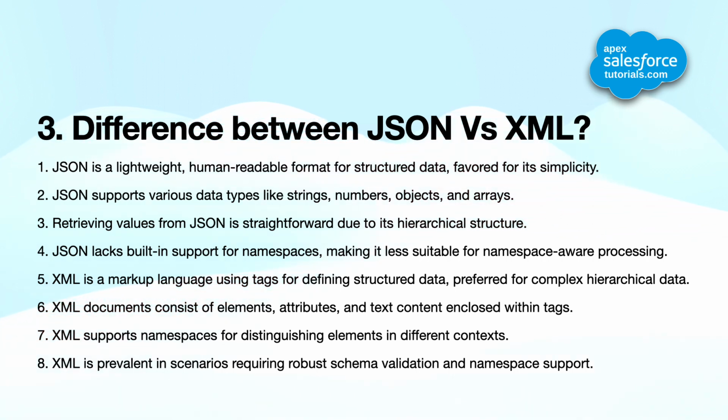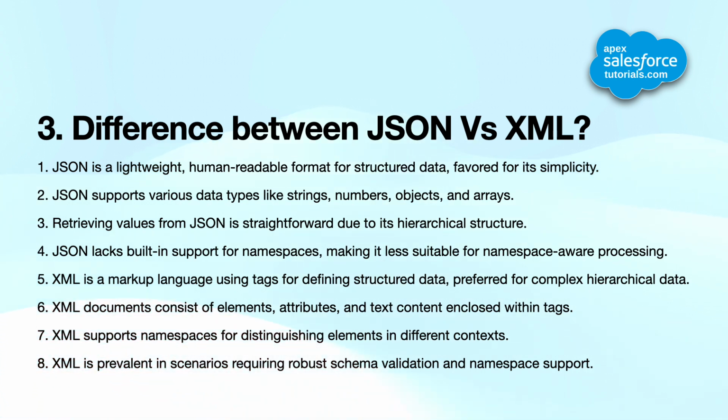Retrieving values from JSON is generally easier and more straightforward compared to XML due to its simpler syntax and hierarchical structure. JSON does not provide built-in support for namespaces, making it less suitable for scenarios requiring namespace-aware processing. However, JSON is considered less secure than XML, especially when used in cross-site scripting (XSS) vulnerabilities, as it allows for executable code to be embedded within data.